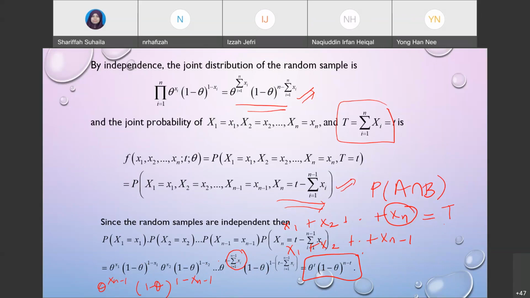So this has already cancelled out with x1, x2, up to xn minus 1, so we are left with just theta to the power t. Okay, next you have 1 minus theta to the power of n minus summation xi. Again, we have 1 minus theta n times, that's why we have n. The minus here also cancels out with minus x1, minus x2 and so on, so we have n minus t. So that is your value.